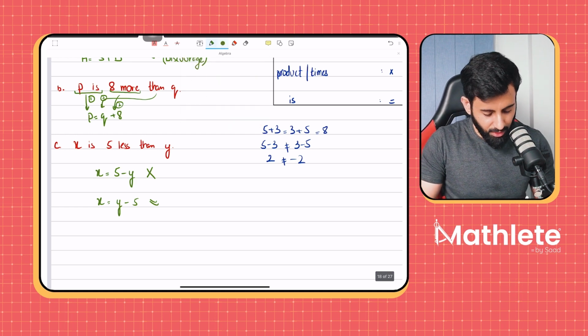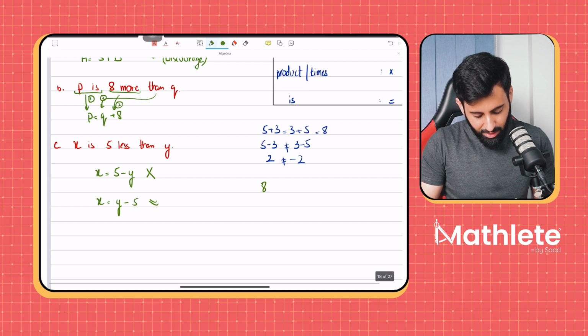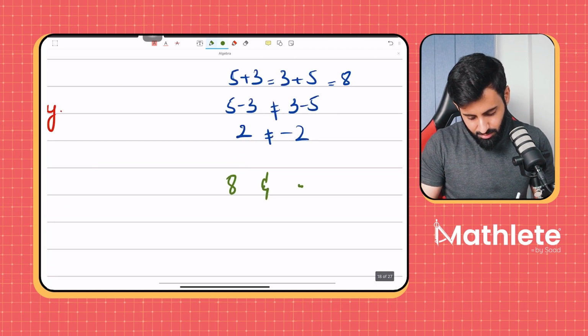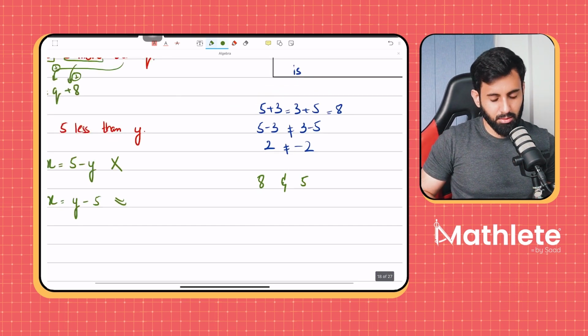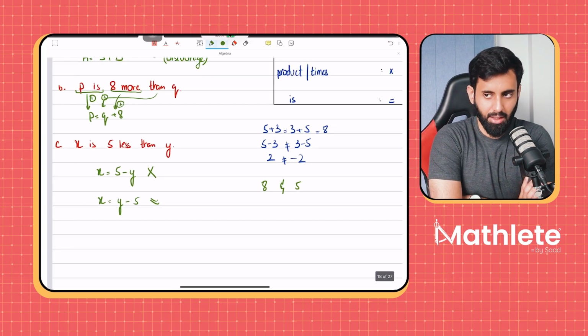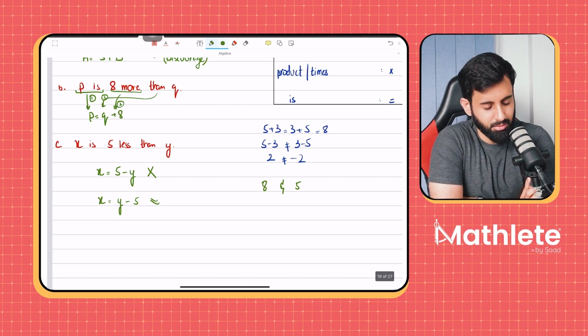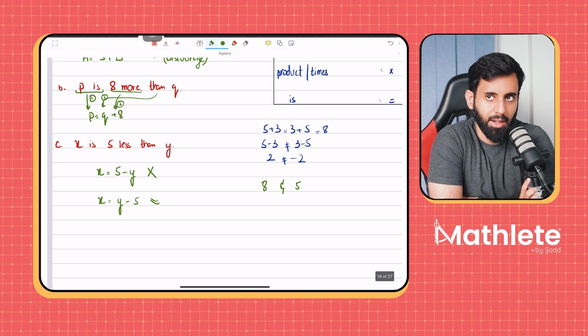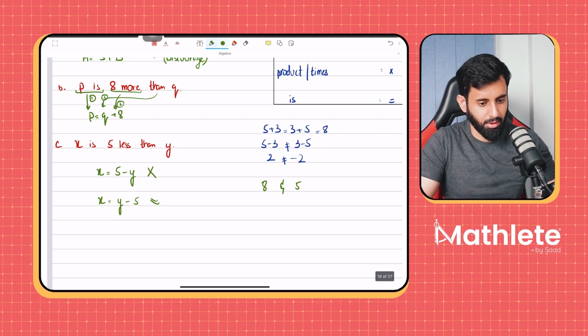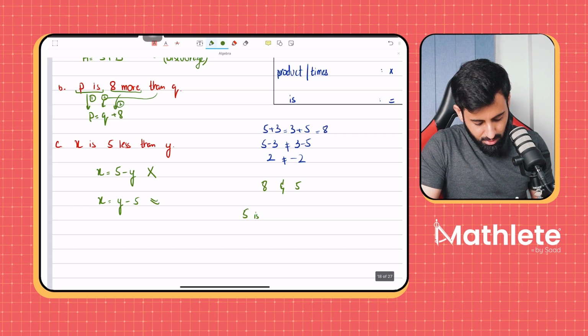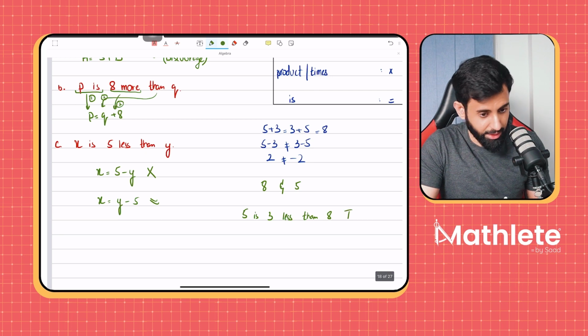Okay, let me give you another example to make it easy. Just a minute. So let's say you have 8 and 5. Okay? Now, true or false? 8 is 3 less than 5. Okay, false. 8 is not 3 less than 5. 8 is in fact 3 more than 5. Okay. If I say 5 is 3 less than 8, true or false? True, right? 5 is 3 less than 8.